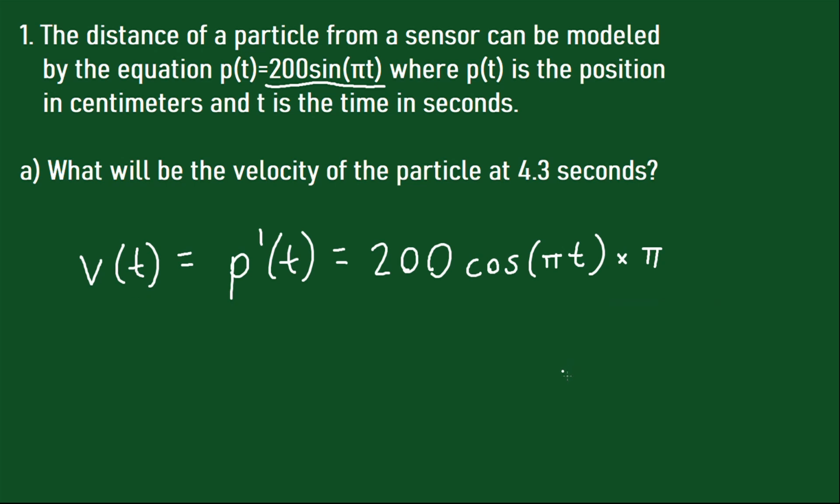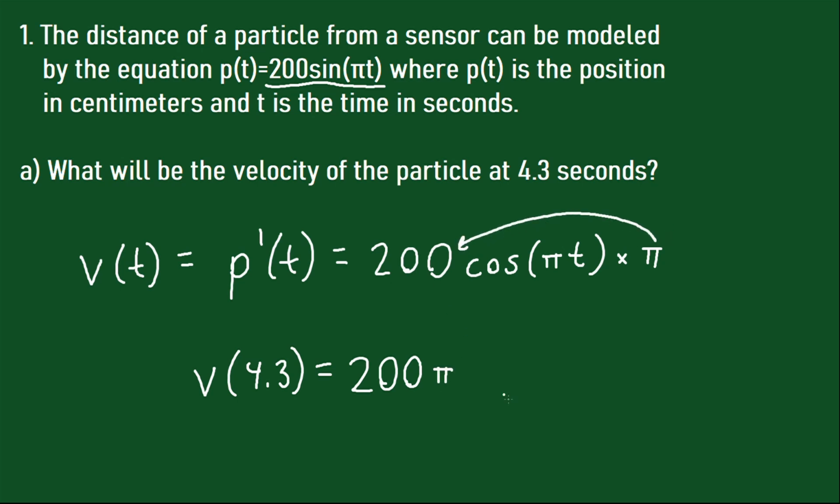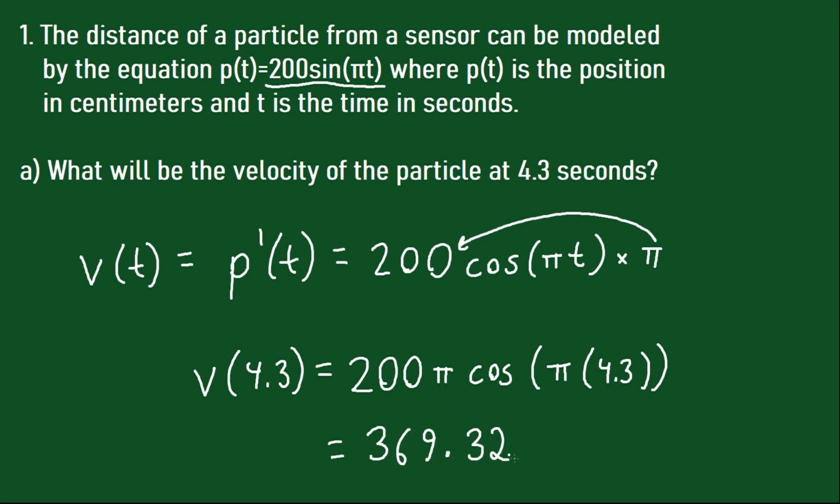Fantastic. Now the question was find the velocity at 4.3 seconds. So all we have to do is plug in 4.3 into our velocity equation, and we should get our answer. So 200 times, and you can put the π from here at the front, so it's with the other coefficient, the 200, and then cos of π times 4.3, just like that. Now, let's solve this. If you solve this, you should get as an answer 369.32 centimeters per second. That's the velocity.